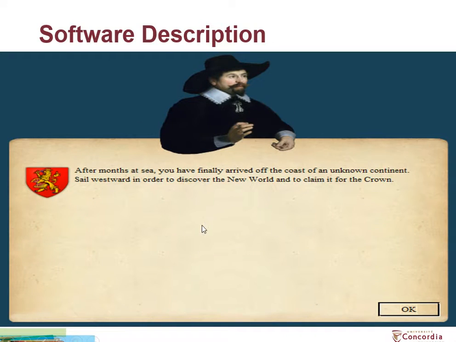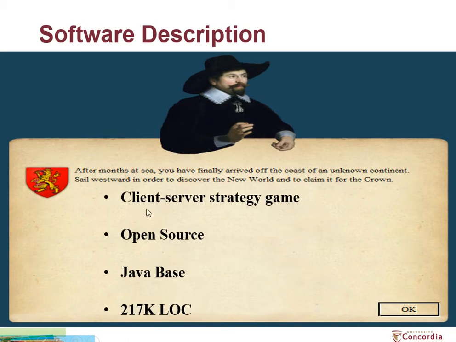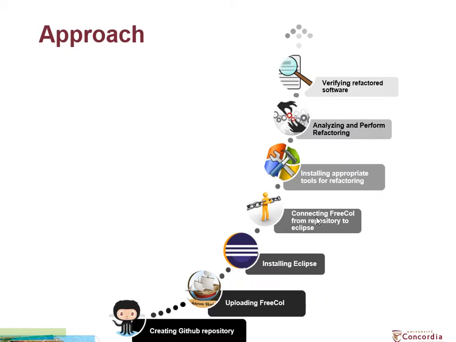In this picture, you can see a snapshot of the environment of the Freecol Game and some characteristics of this software, which is a client-server strategy game. It's open source, Java-based, and 217,000 lines of code.